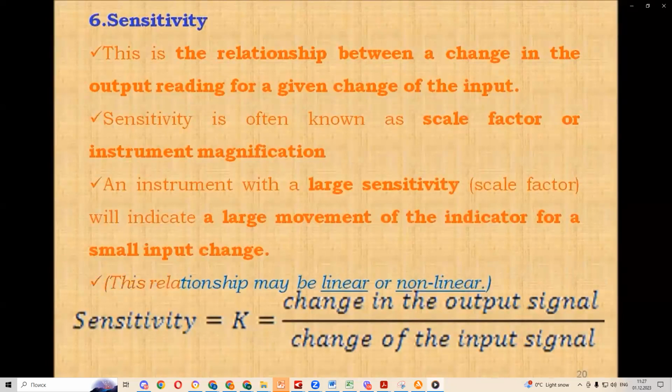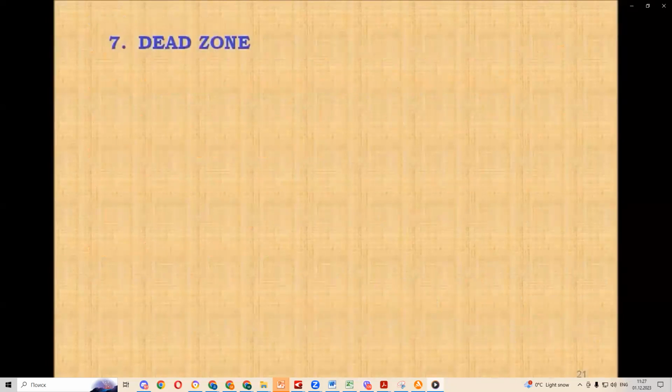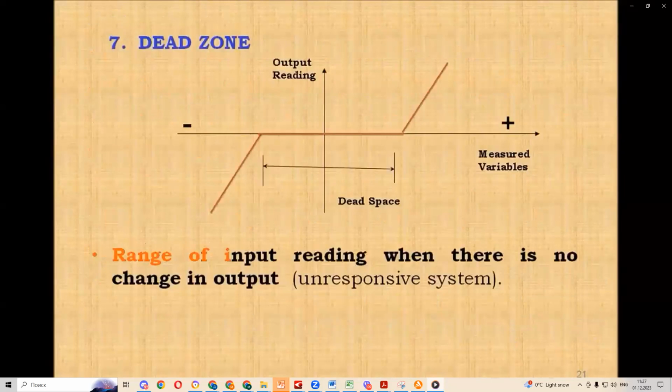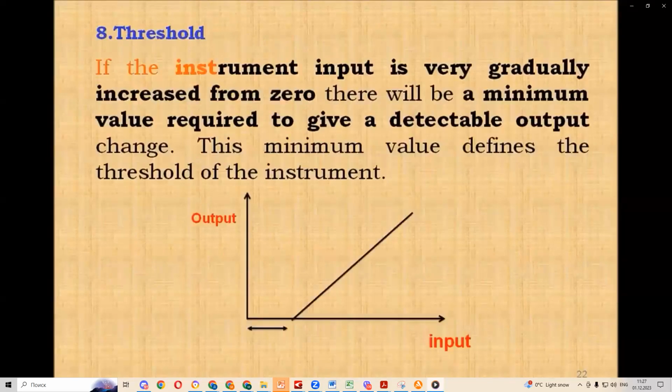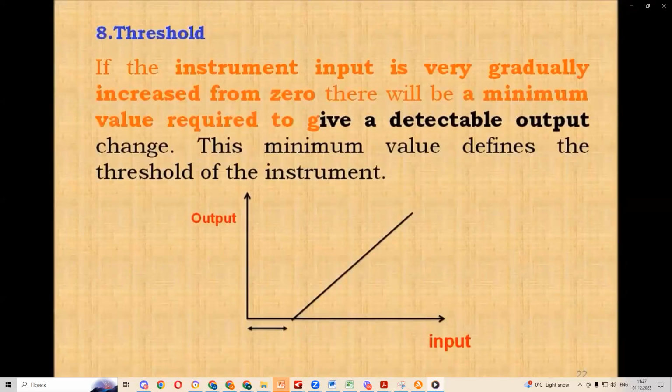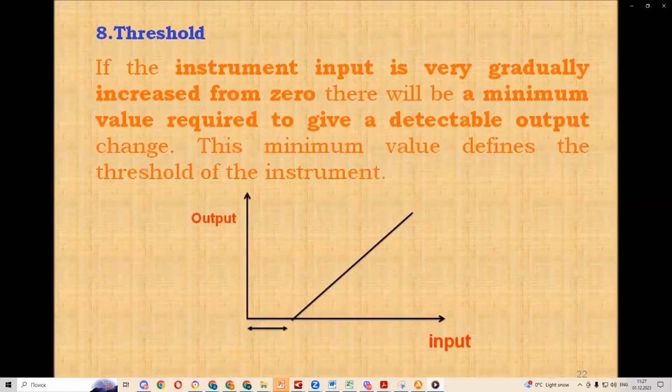Seventh characteristic is dead zone, defined as the range of input reading when there is no change in output. Eighth characteristic is threshold. If the instrument input is very gradually increased from 0, there will be a minimum value required to give a detectable output change. This minimum value defines the threshold value of the instrument.